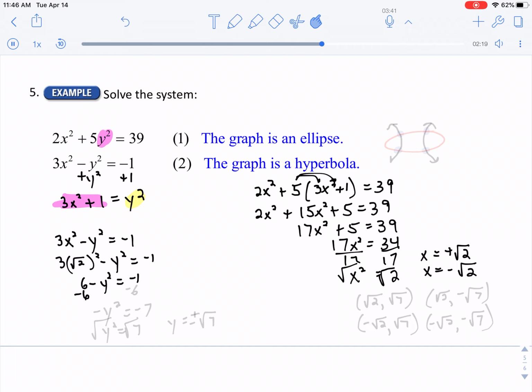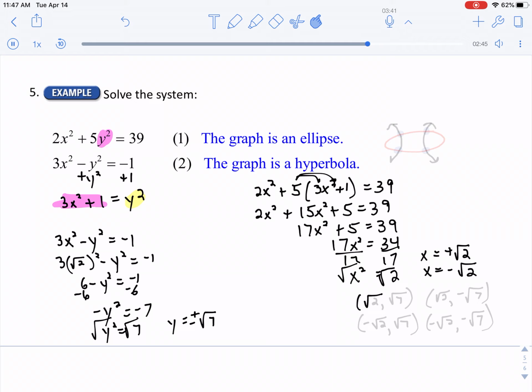Subtract 6 from both sides, and I get negative y squared equals negative 7. Divide both sides by negative 1, and I get y squared equals 7. Square root both sides, and I get y equals plus or minus the square root of 7. I could do the same thing with the negative square root of 2, but it's going to give me the exact same answer.